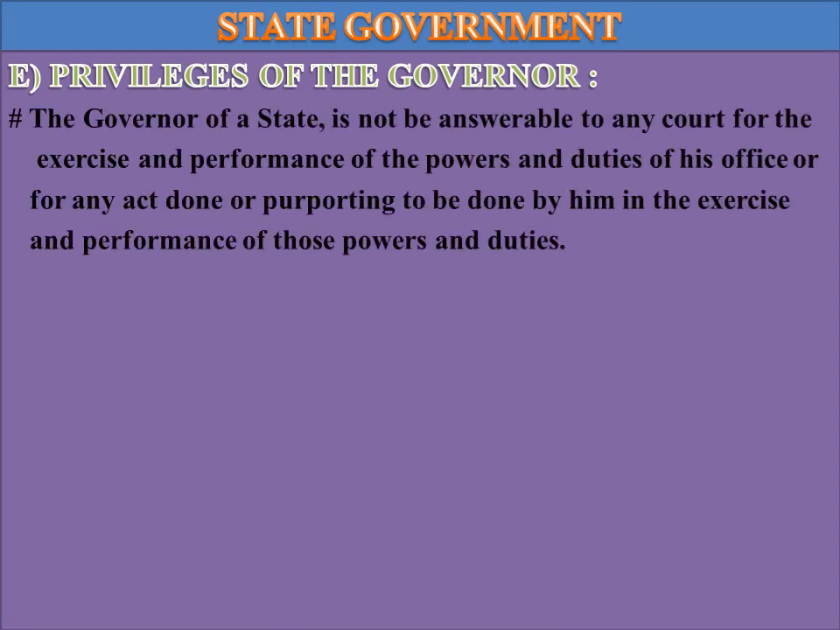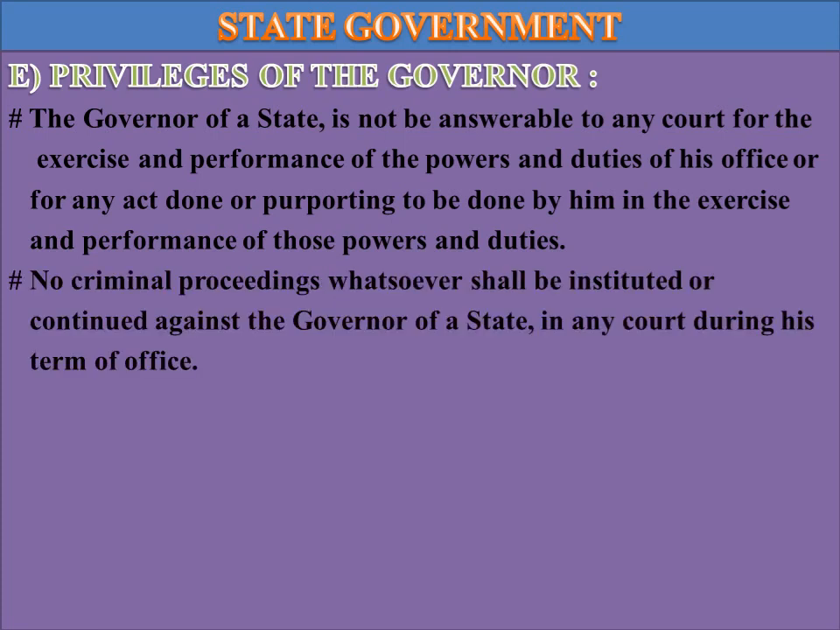The next is privileges of the governor. Article 361 provides the following privileges for the governor. The governor of the state is not answerable to any court for the exercise and performance of the powers and duties of his office, or for any act done or purporting to be done by him in the exercise and performance of those powers and duties.